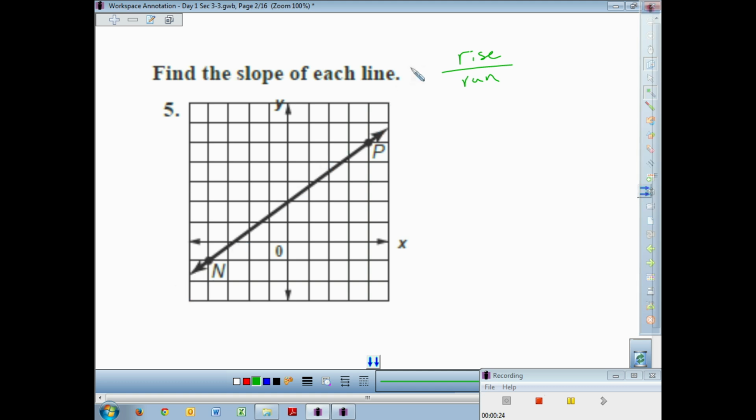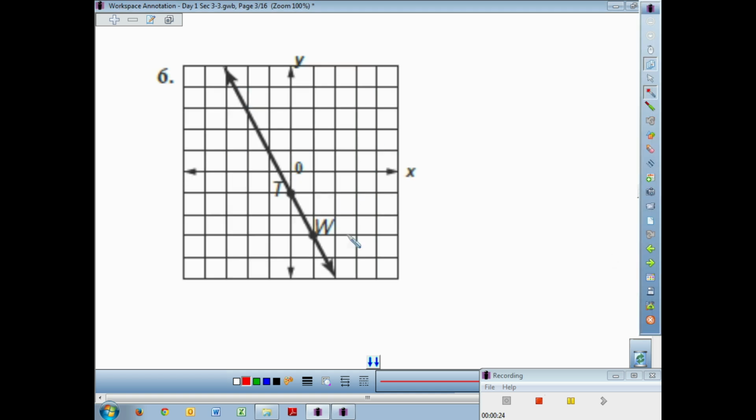Since this line's going up from left to right, the slope should be positive, right? So let's make sure we get a positive number and find 2 points that are on the graph. They give you N and P, and just count rise first. 1, 2, 3, 4, 5, 6. You'd have to rise 6 units and then run 1, 2, 3, 4, 5, 6, 7, 8. So that can reduce to 3/4. The slope of this line is 3/4, and that's a positive number, which is good because that's going up from left to right.